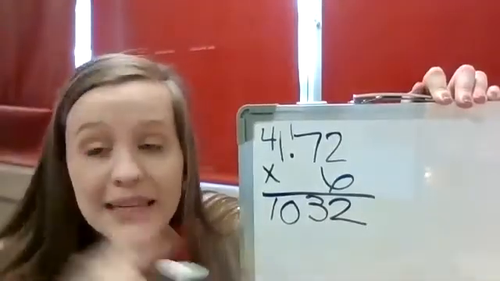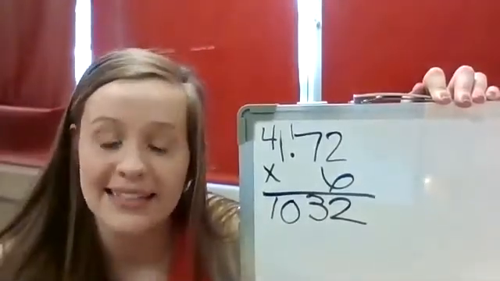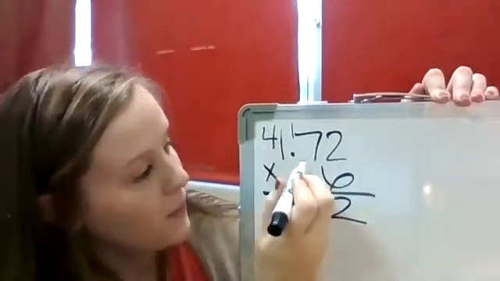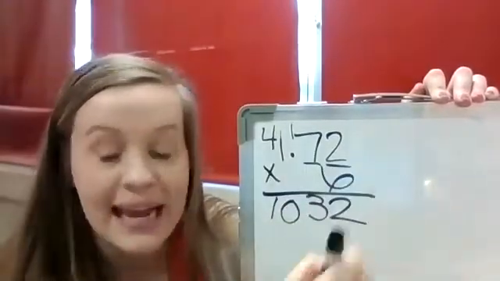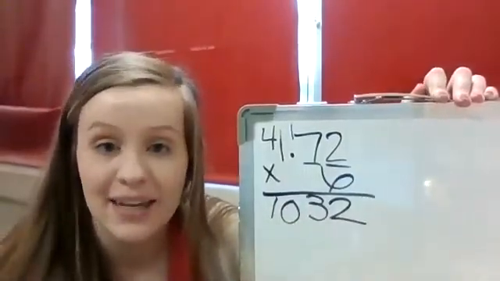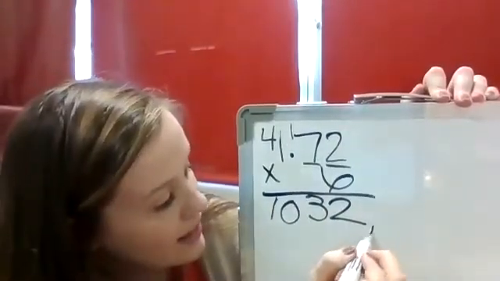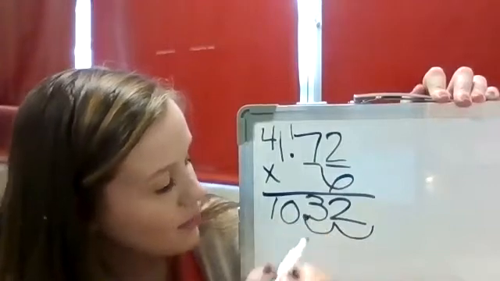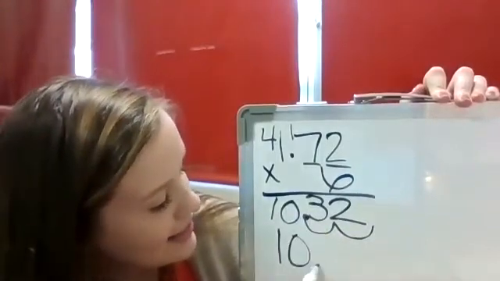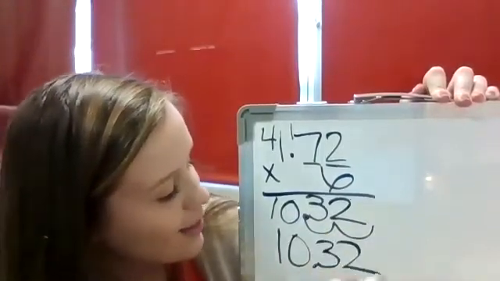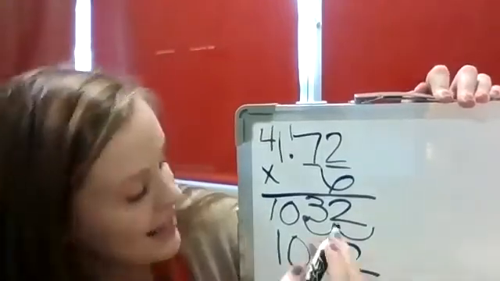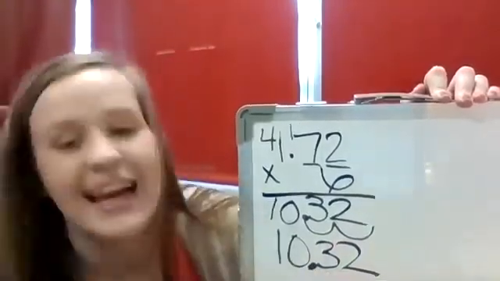Now, how many digits are behind my decimal? 1, 2. And there aren't any behind the decimal in 6, right? So I have 2 digits behind the decimal. So I'm going to start at the end and go 1, 2. Put my decimal right there. So my answer is 10 and 32 hundredths. Make that decimal a little bit bigger so you guys can see it.